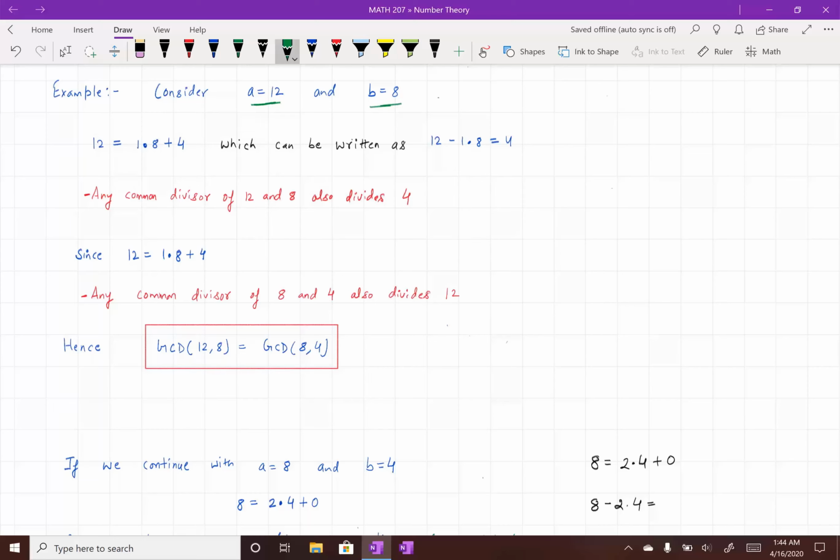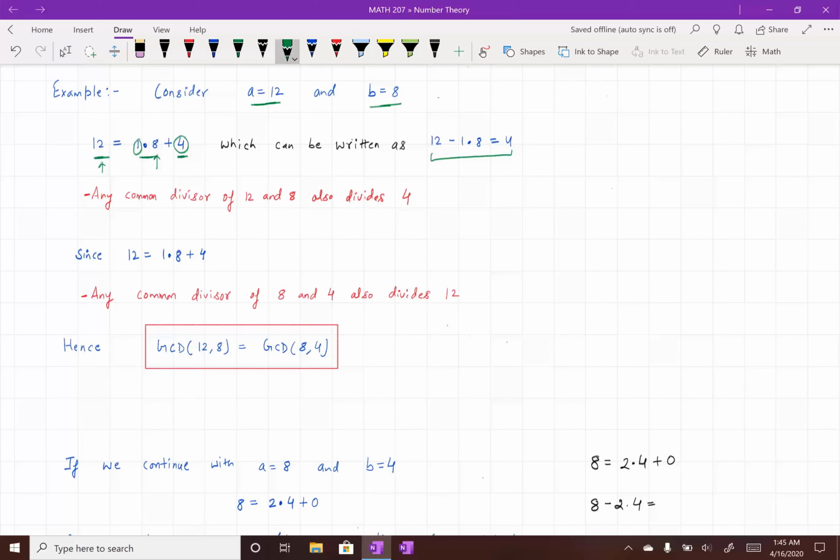Then since 12 is bigger than 8, based on the division rule, 12 can be written as 1 times 8 plus 4, where 1 is my quotient and 4 is my remainder, 8 is the divisor and 12 is the dividend. If you rewrite and take 1 times 8 to the left side, you can also represent that as 12 minus 1 times 8 is equal to 4.